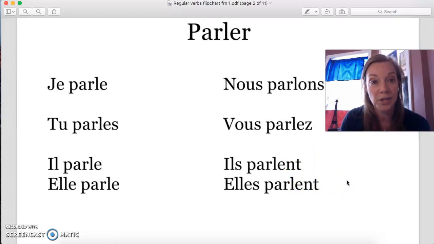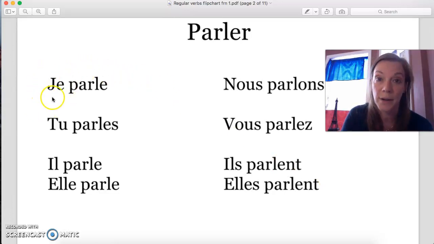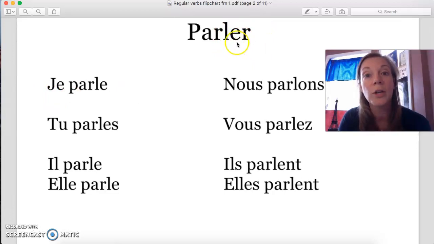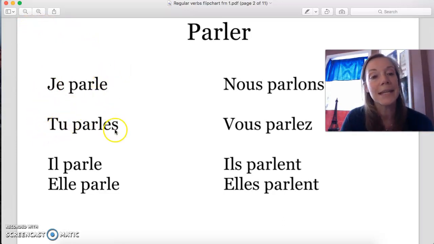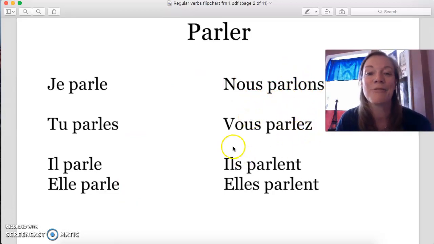What we learned earlier this year is when you are conjugating a verb in French, to change the conjugation to match the subject pronoun, you drop the ending. So since this is called an ER verb, you drop the ER, and then you add the endings that correspond with the correct subject. So the ending for je is E. The ending for tu is ES. The ending for il and elle is E. For nous, it's ONS. For vous, we remember this is always easy. And for ils and elles plural, it's ENT.